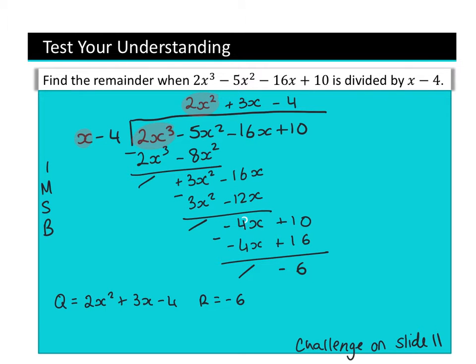Now, once I've done that, I subtract these two terms and these two terms. So 2x cubed minus 2x cubed is 0. So I'll just put a dash. Minus 5x squared minus 8x squared is 3x squared. Positive. This is how I get my 3x squared here. I then bring down the next term, ready, minus 16x.